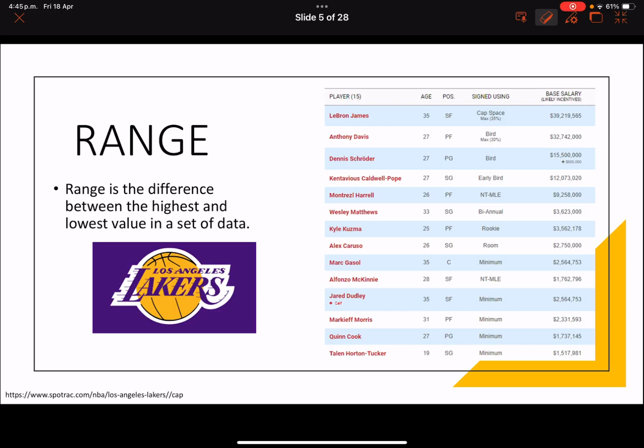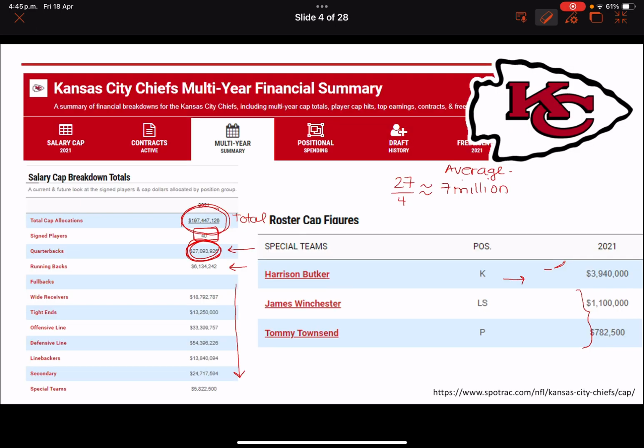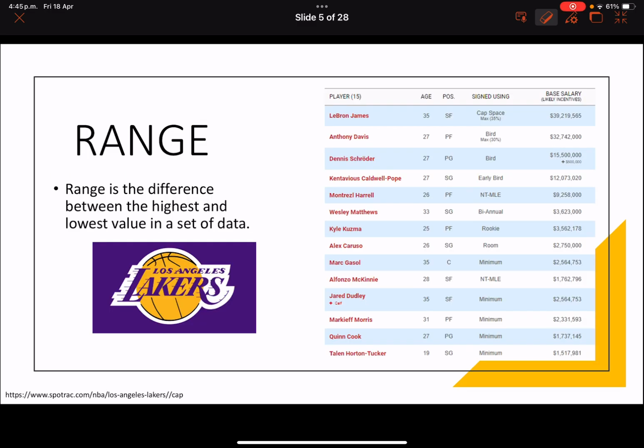On the other hand, if we are talking about the special teams, for example the punters, we can see that in this case we have Harrison Butker, who is the kicker. He only earns around 4 million. The other one is James Winchester. He's earning 1.1 million. And Tommy Townsend is not even earning $1 million per year. So we can see that the dispersion of how much people are making on the Kansas City Chiefs is very, very large. The same thing happens for basketball, right?